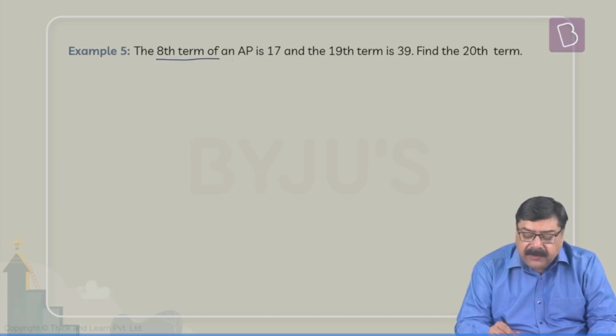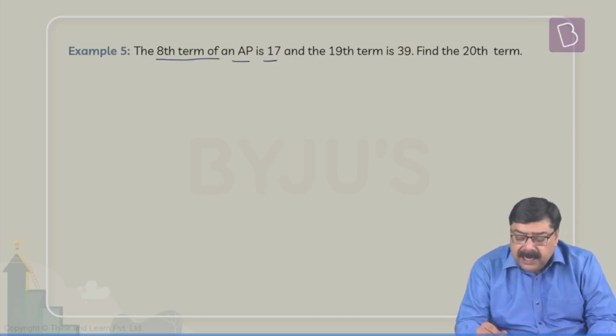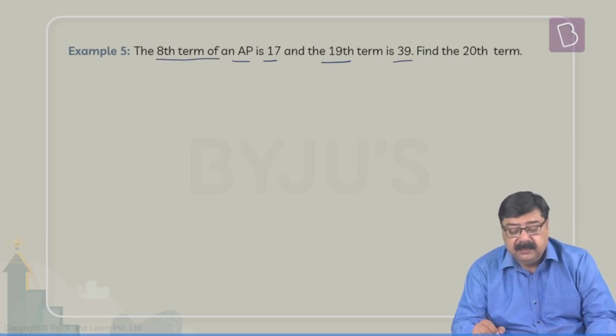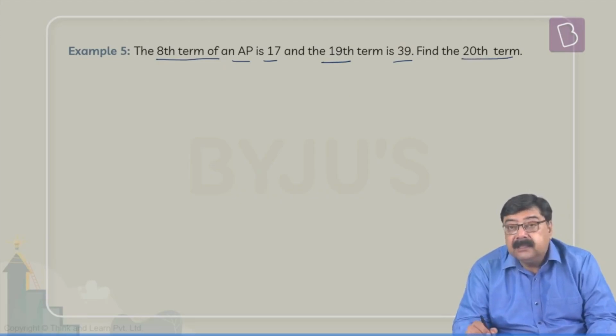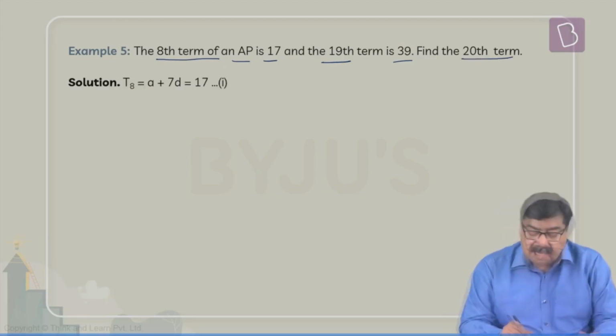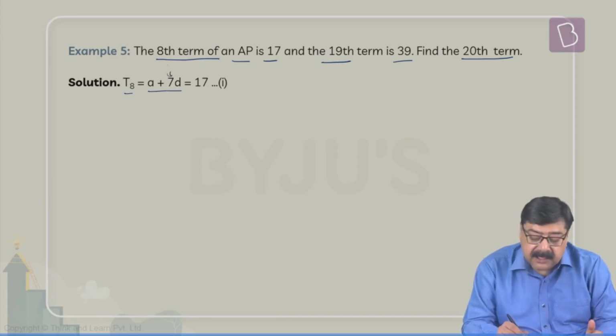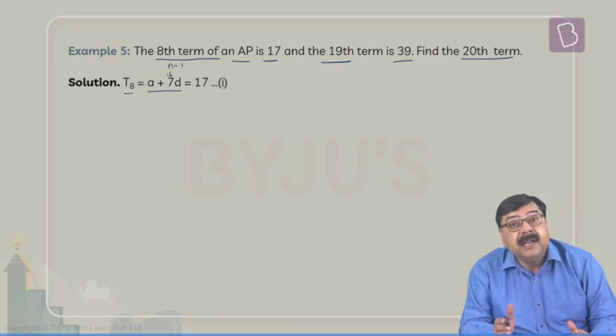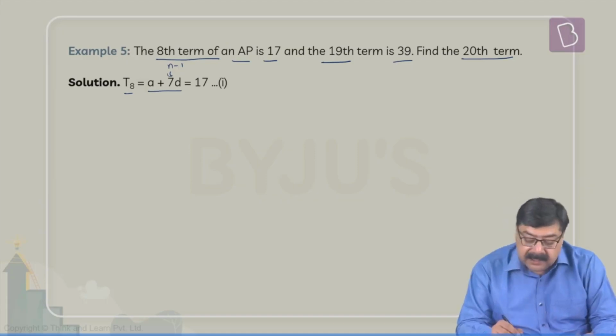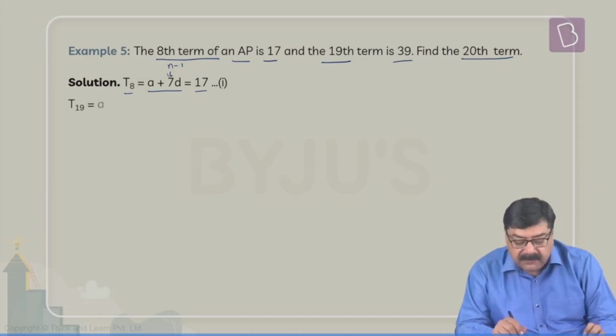Now the 8th term of an AP is 17 and 19th term is 39. So find the 20th term. So now we know that the 8th term is A plus 7D. What is 7 here? That is nothing but n minus 1, which is 8 minus 1. And that is equal to 17. So this happens to be our first equation.